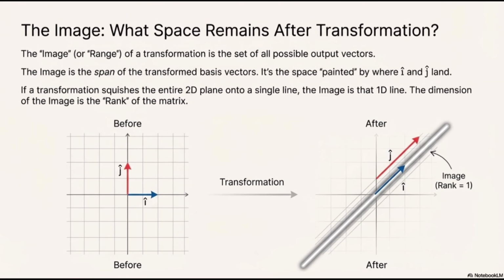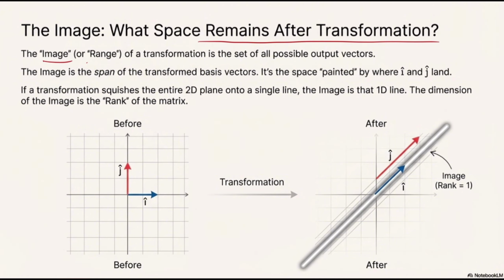So here's another terminology: image. What is that? What space remains after transformation? Because this is a very important concept. There are sometimes that you have a transformation that is going to make stretching, make some kind of flipping. That is okay. But at some point, you're going to lose something. You're going to lose some dimensions. So let's see what is actually happening. Let's see what the definition of image is.